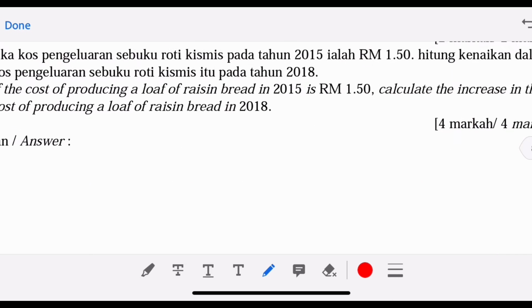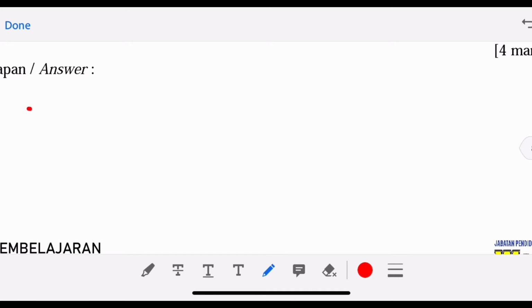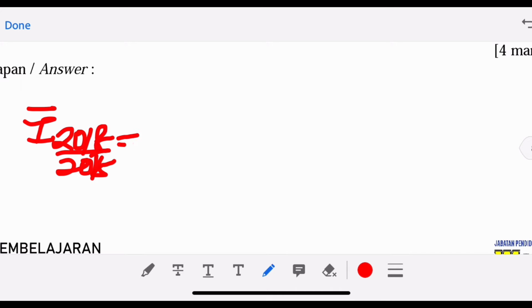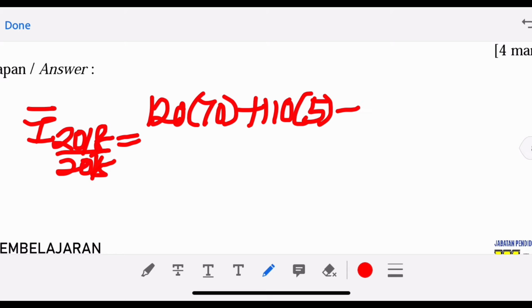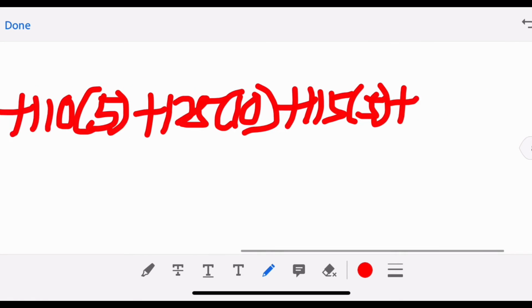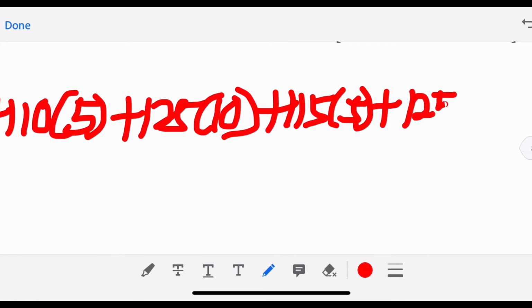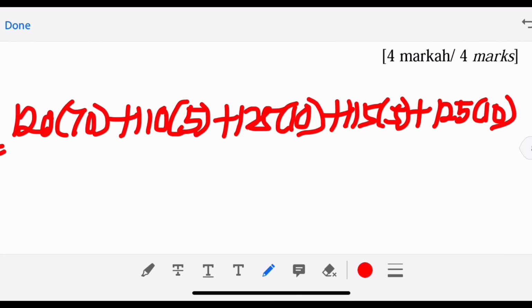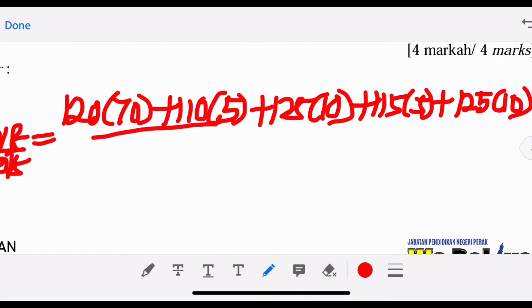Now let's write here. The composite index for the year 2018 over 2015 is 120 times 70 plus 110 times 5 plus 125 times 10, and then plus 115 times 5, and the last one is 125 times 10. Then we divide by the total. 100% is the total weightages.